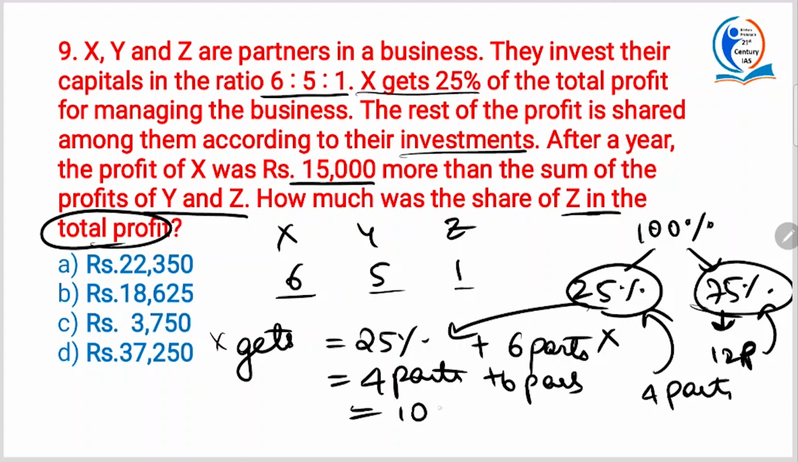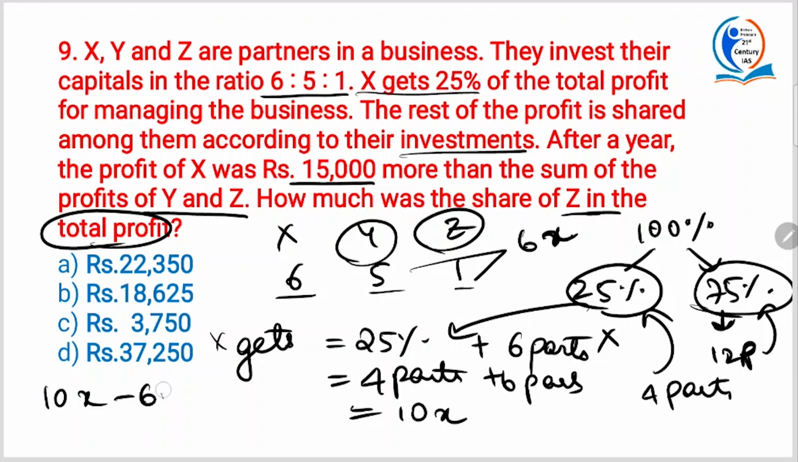Now part I'll denote it with X. Let it be X. So X gets 10X. Alright. Now what are Y and Z getting? They will get 6 parts, that is I'm denoting it with X again. So what did they give? They gave that the difference between 10X and 6X, which is 4X, is equal to 15,000. Alright, so X will become how much? 4 ones are 4, 4 threes are 12, 4 sevens are 28, 250. It is equal to 3750. Alright, X is equal to 3750.